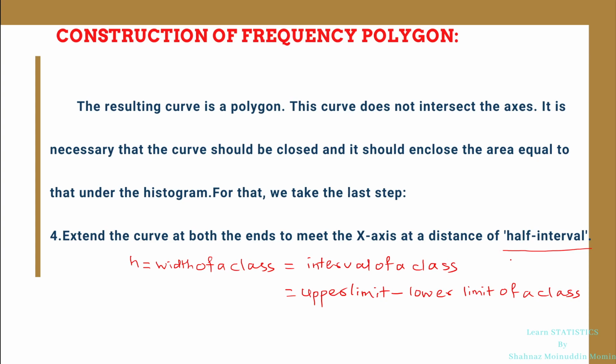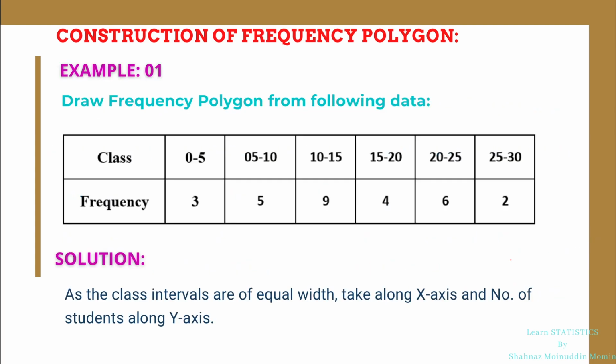So let us take one example to understand how to construct a frequency polygon with the help of method number 1. Here we have been given classes and frequencies. The classes are 0 to 5, 5 to 10, 10 to 15, and so on, and the last class is 25 to 30. The corresponding frequencies are also given.